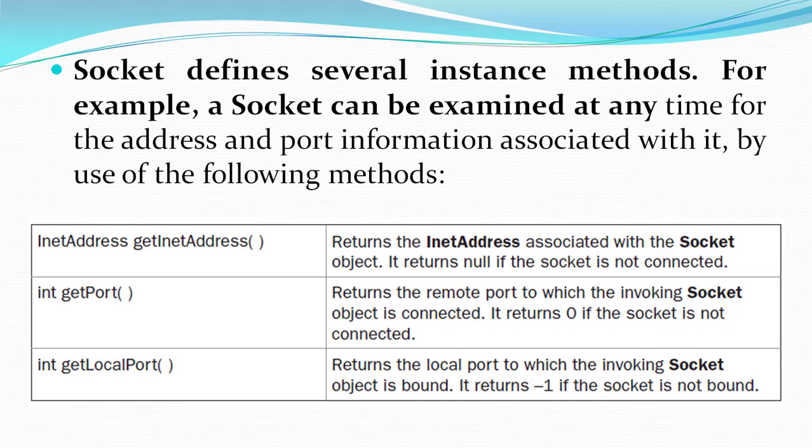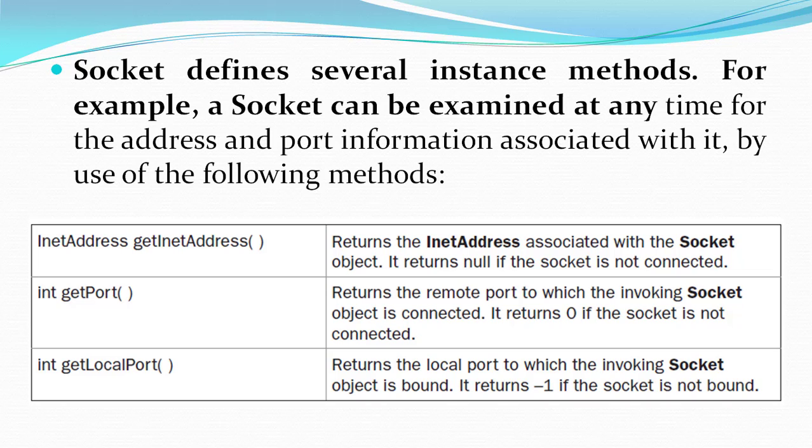The Socket class defines several instance methods. For example, a socket can be examined at any time for the address and port information associated with it by use of the following methods. First is the InetAddress getInetAddress method. This method returns the InetAddress associated with the Socket object. It returns null if the socket is not connected. Second method, int getPort.